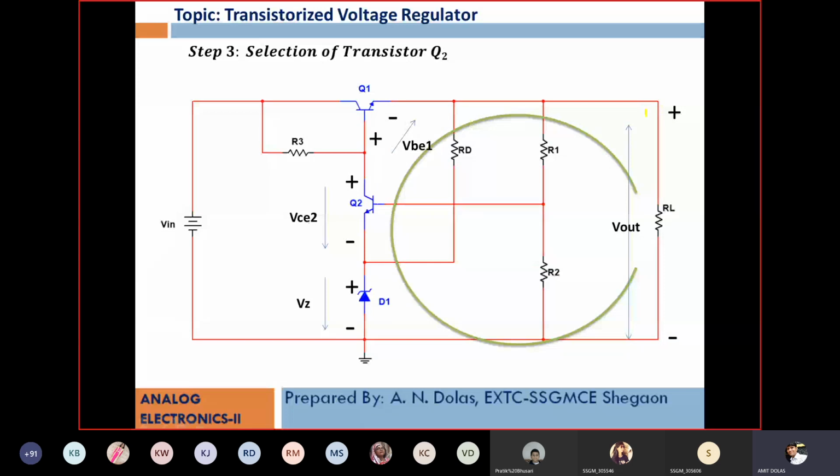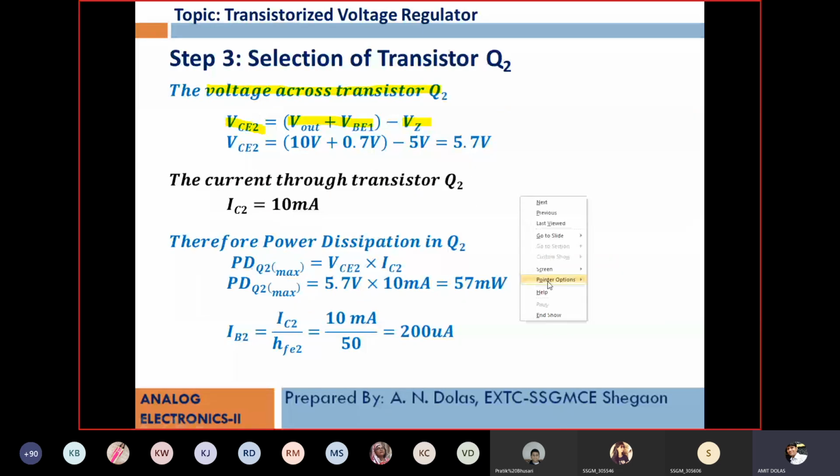V out is plus at the upper terminal and minus at the lower terminal. Then VBE is minus here and plus here. So these two, VBE and the output voltage, are in phase. That's why they are added. But the Zener voltage is in phase opposition, plus here and minus down. Therefore, the Zener voltage is subtracted from the addition of output and VBE1. So 10 volt is the output, VBE is 0.7, minus 5 volt is 5.7 volt. So this will be the drop across transistor Q2, that is VCE2.